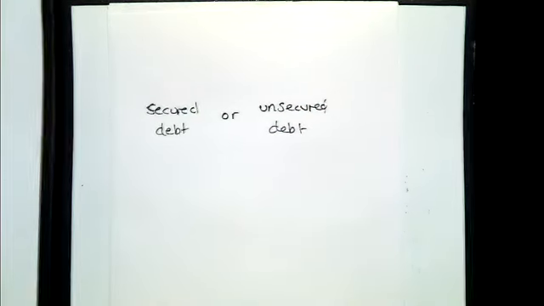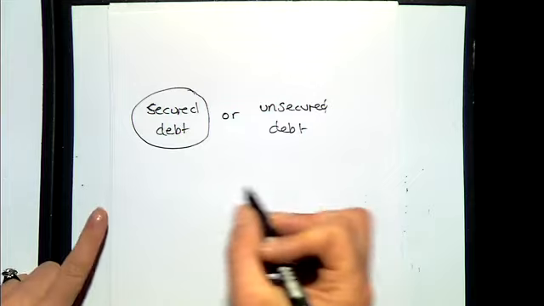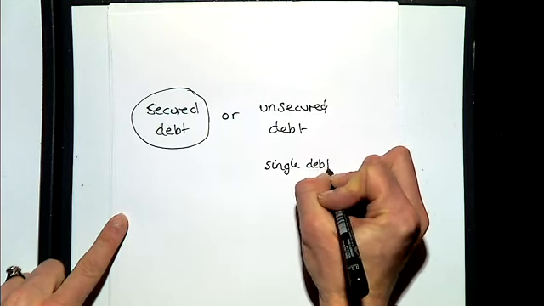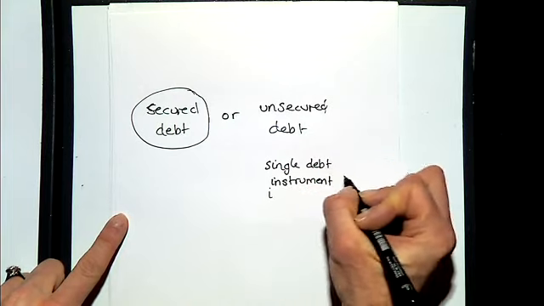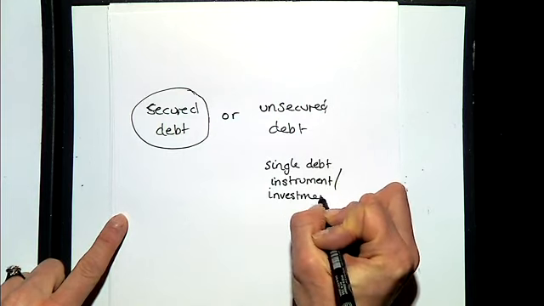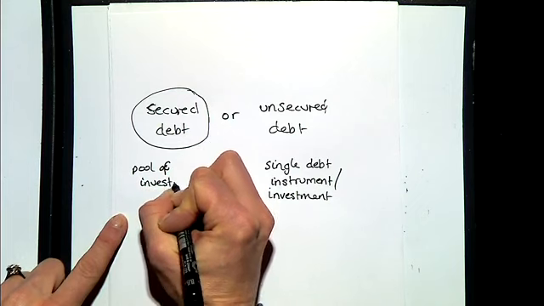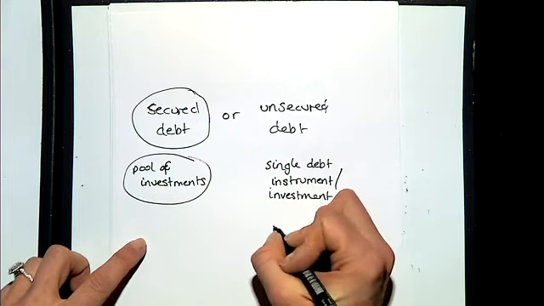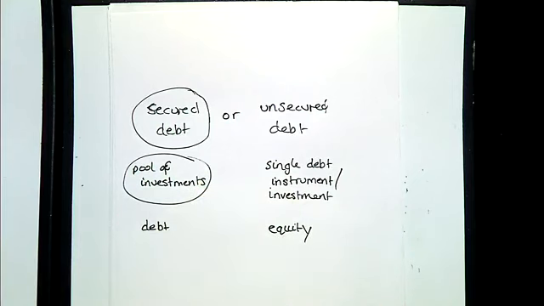Which would you pick to minimize risk? Secured debt? Would you pick a single debt instrument, or even just a single investment, or a pool of investments if what you want to do is minimize risk? A pool, diversification, right? And if you are just looking at minimizing risk, would you pick equity or would you pick debt? Debt.